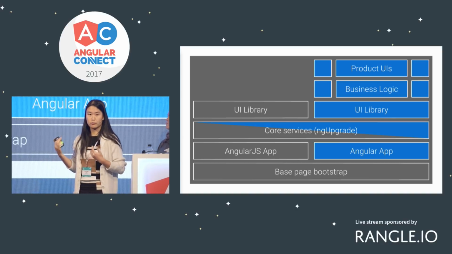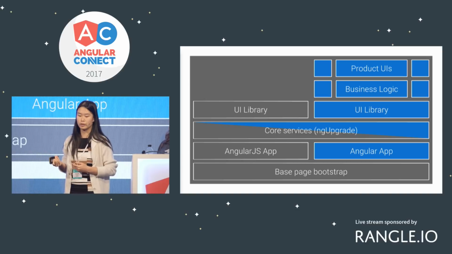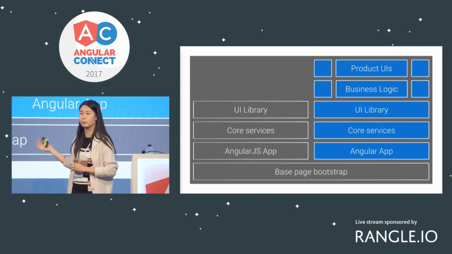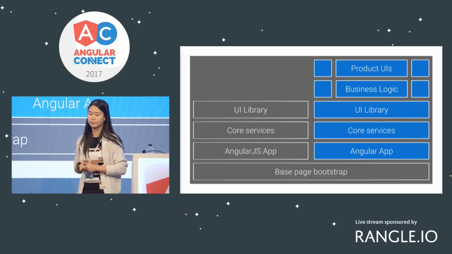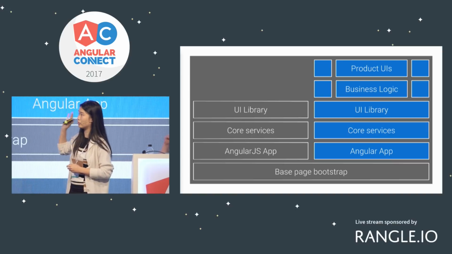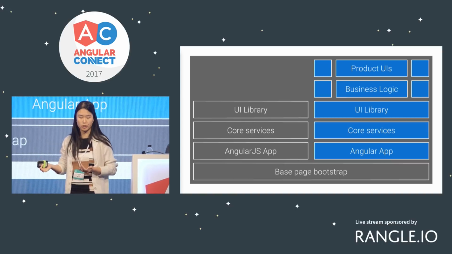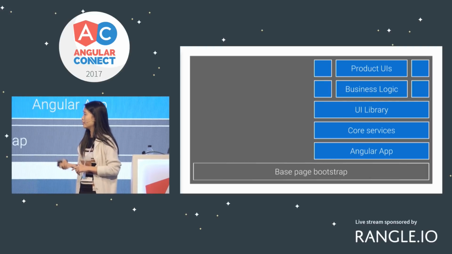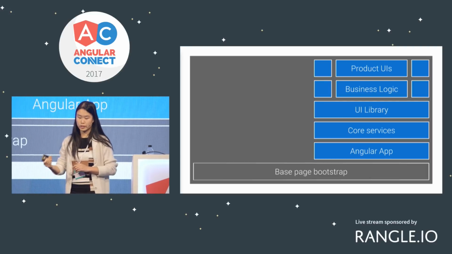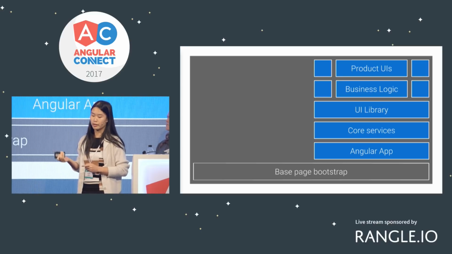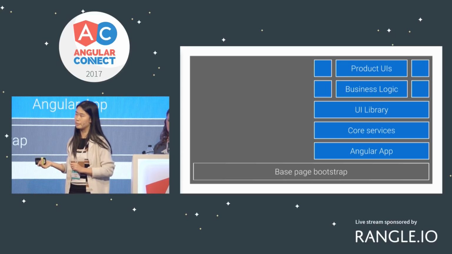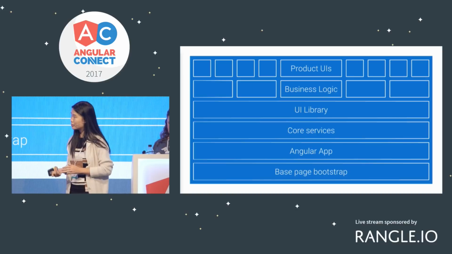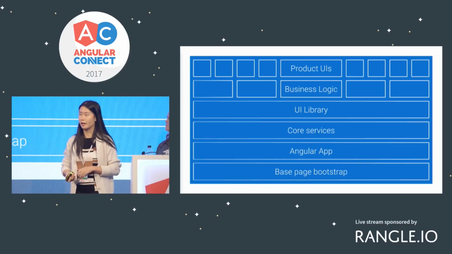At the same time, as part of the core cleanup, we want to fully migrate all of our core services so that we have a clean separation between AngularJS and Angular. Once we have that and all of the product dependencies on core are gone, that's when we can delete all of core for AngularJS. And of course, the last thing to go is our base page bootstrap, which will be there in AngularJS throughout the entire migration. But once everything is gone, we'll be fully an Angular app.